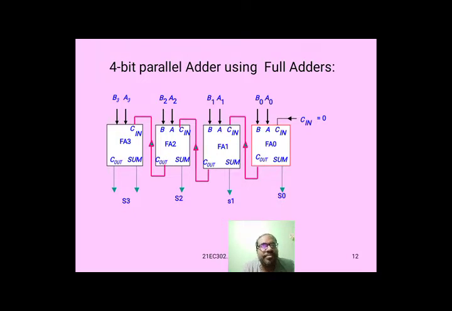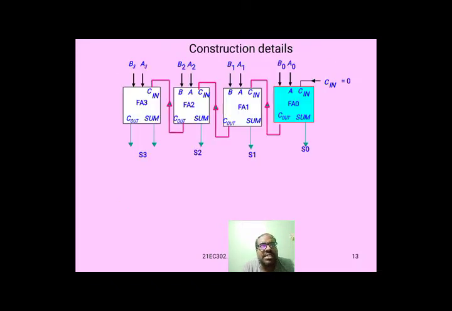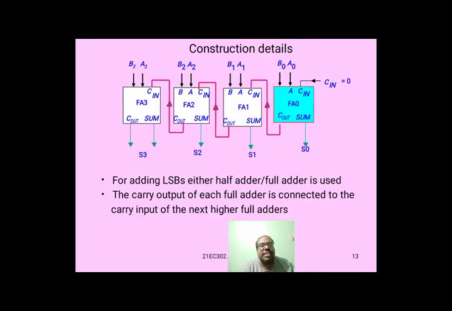Okay, completed. Next diagram, construction details. For adding LSBs, either a half adder or a full adder is used. The carry output of each full adder is connected to the carry input of the next higher full adder. I have already told you, for adding the least significant bits, either a half adder or full adder is used. You already know LSB means least significant bit, MSB means most significant bit.